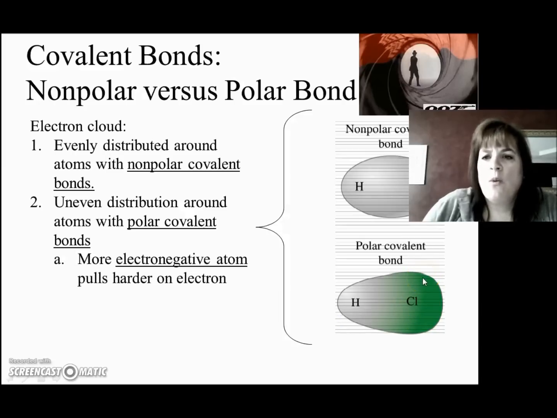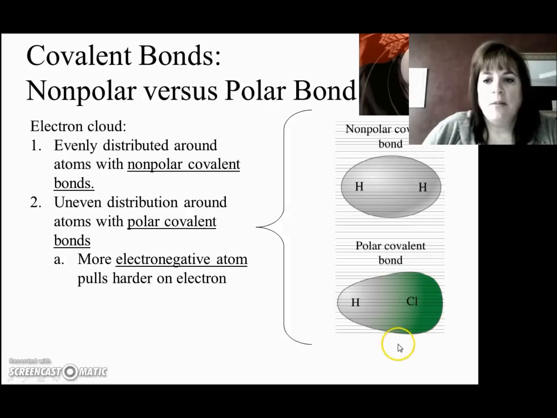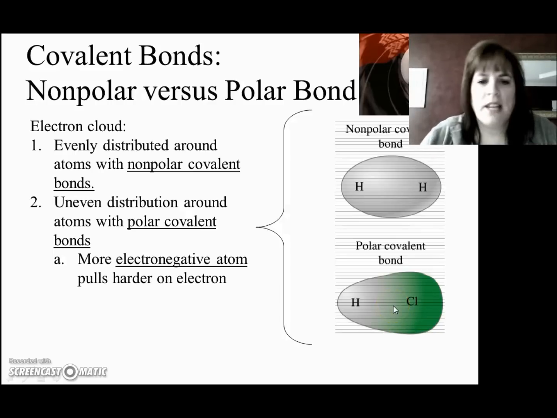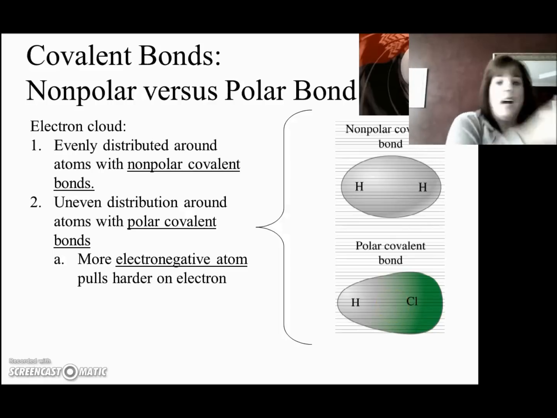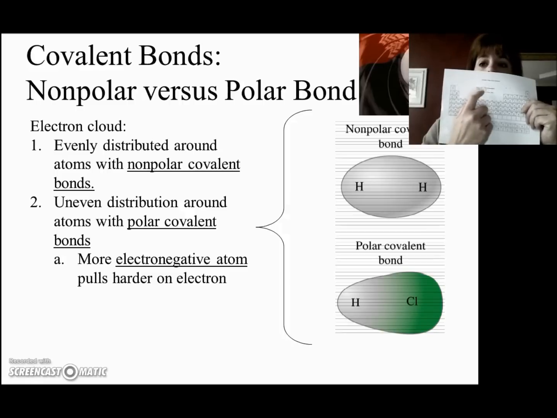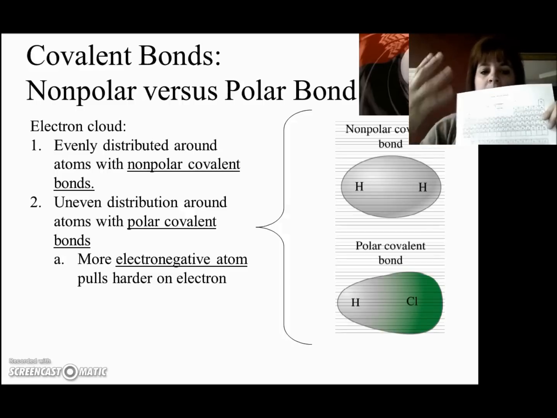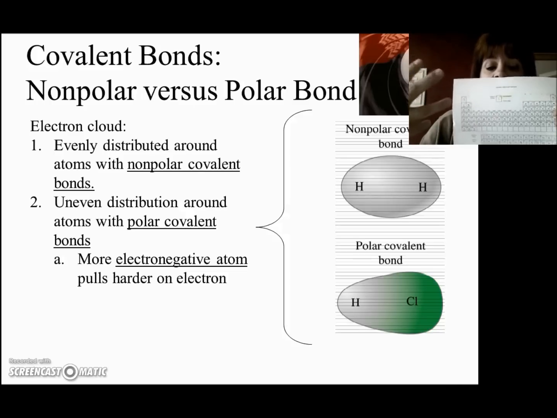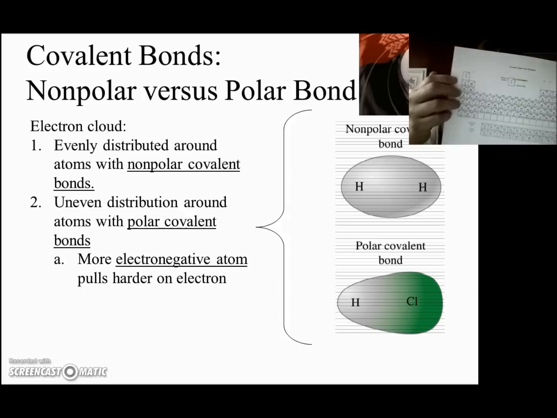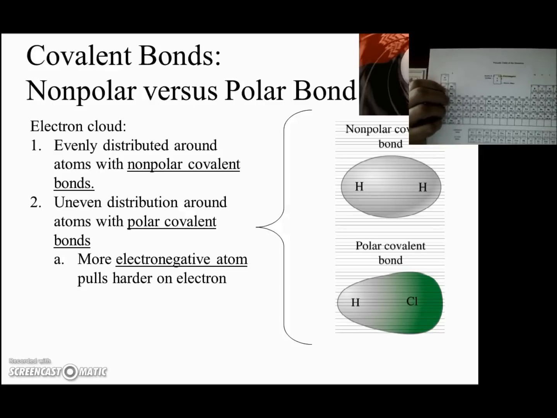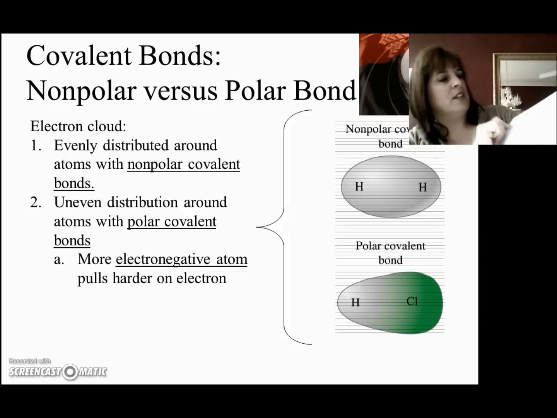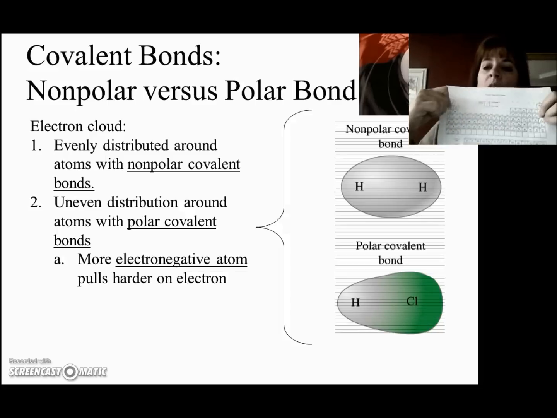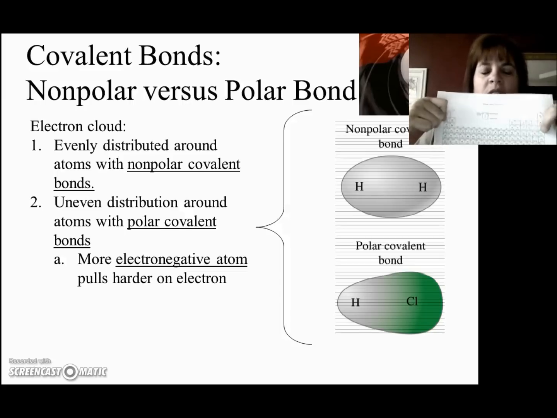Now, how do you know where it's going to be? Well, it's going to be by the more electronegative atom. So remember electronegativity? The values are here on your periodic table in that top corner. Electronegativity, remember, tells you the affinity that atom has for electrons, how much it likes electrons. So if we look at chlorine and hydrogen on the periodic table, hydrogen's electronegativity is 2.1 and chlorine is 3.0. So chlorine likes electrons better than hydrogen, so it's going to hog it more often.